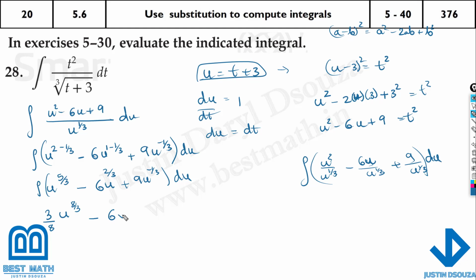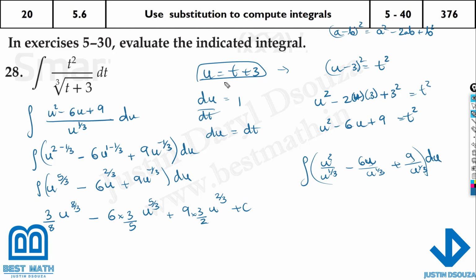Now the 6 remains, multiplied by, when you add 1 to 2 thirds, it's going to be 5 thirds. U raised to 5 by 3. And here what's going to happen is it'll be 3 by 5. Plus 9. What happens here? You add 1, it's going to be 2 thirds. And here it'll be 3 by 2. Plus C. This is it, but you can simplify this. You can simplify and write it as 18 here, and that's it.